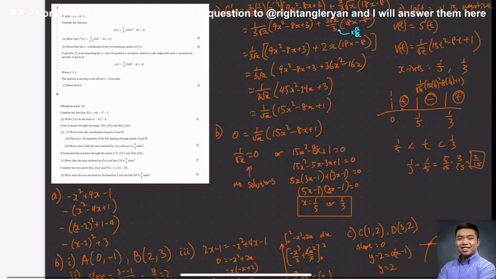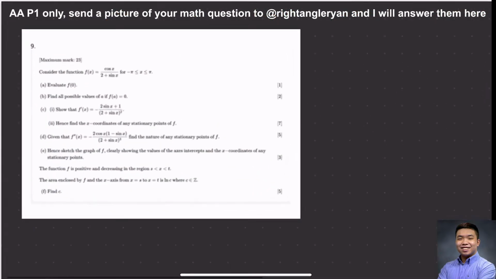Man, and then part D, can I skip part D? I'm too lazy to do this. Okay, next. I'm skipping it. Number 9.